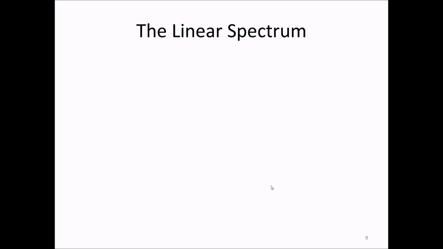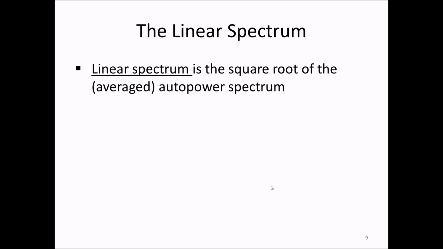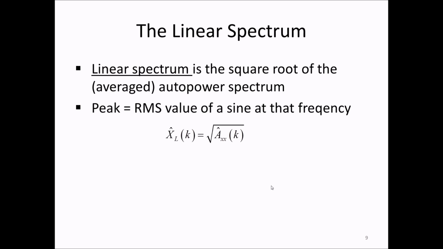We now have the intermediate results that we need in order to estimate the linear spectrum. So we obtain the linear spectrum simply as the square root of the usually averaged Autopower spectrum. We then have a spectrum, x hat sub L, in which a peak value is interpreted as the RMS of a harmonic component at that frequency. Note that the linear spectrum has no phase.